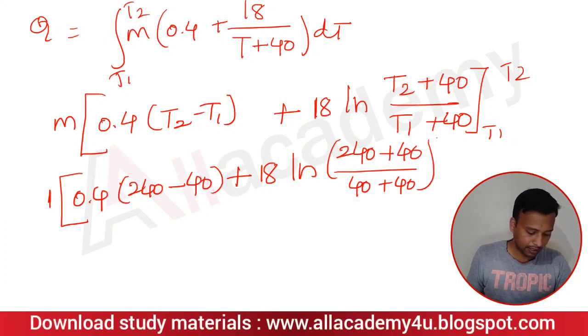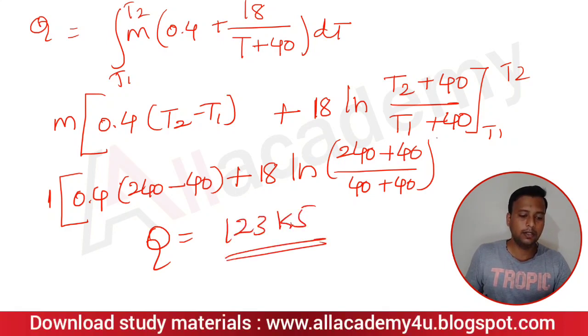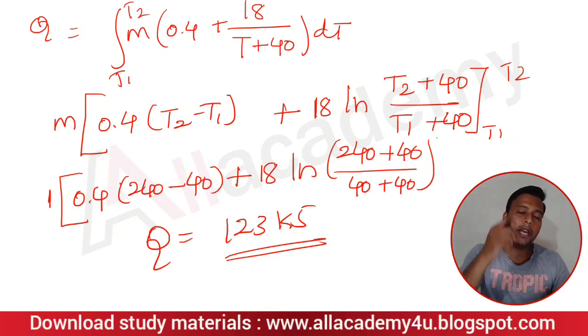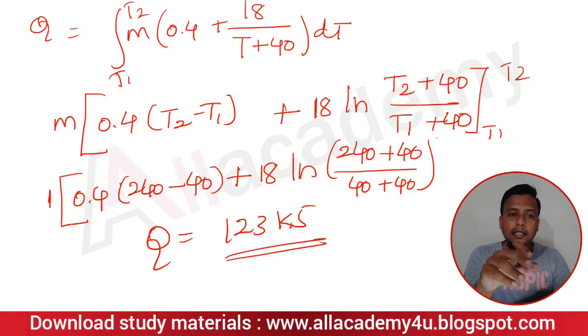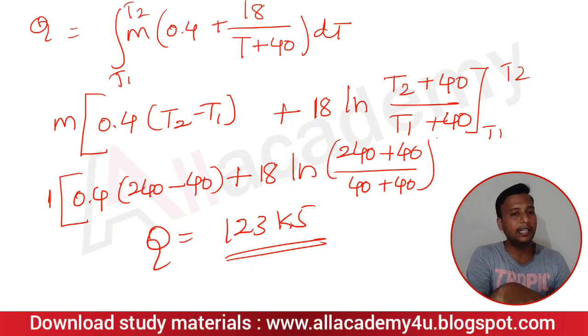So if I simplify this whole equation, I will get the heat transfer, that is heat, 123 kilojoules. You may have a question: sir, directly we can take mCp into delta T. But here Cp is given in the form of some equation, so that has to be simplified. That is why we went for an integration.